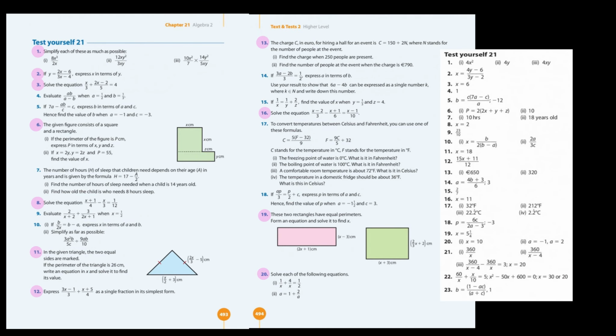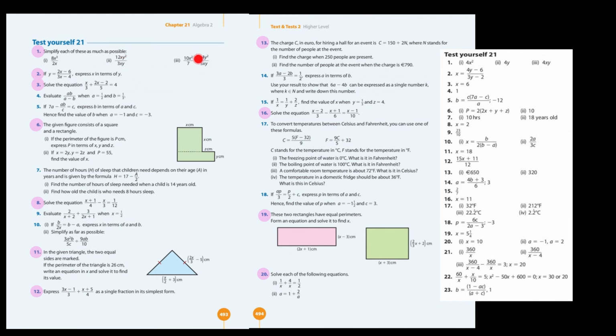So with these questions, all you need to do here for the first one there, you need to see how many times 2x goes into 8x cubed. So you need to divide your numbers, and then you need to divide your x's. Okay. Same with the second one, you need to divide your numbers, then you need to divide your x's, then you need to divide your y's.